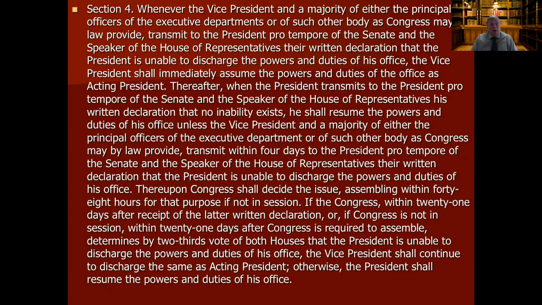within 21 days after Congress is required to assemble, determines by 2/3 vote of both houses that the President is unable to discharge the powers and duties of his office, the Vice President shall continue to discharge the same as acting President. Otherwise, the President shall resume the powers and duties of his office.